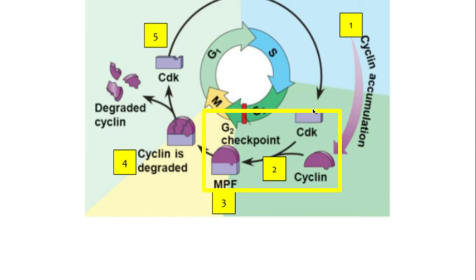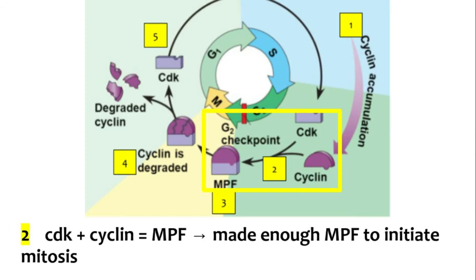Now in 2, we've also got cyclin dependent kinases. So we've got CDKs and cyclin. These two things combine to form this MPF, the mitosis promoting factor. It's just a large protein complex. Once the CDK and cyclin combine to make this mitosis promoting factor complex, once we've made enough of MPF, we initiate mitosis.